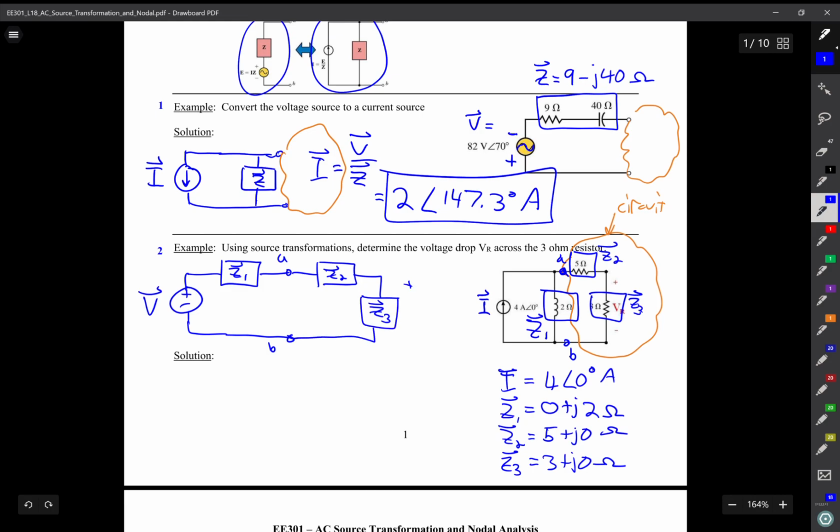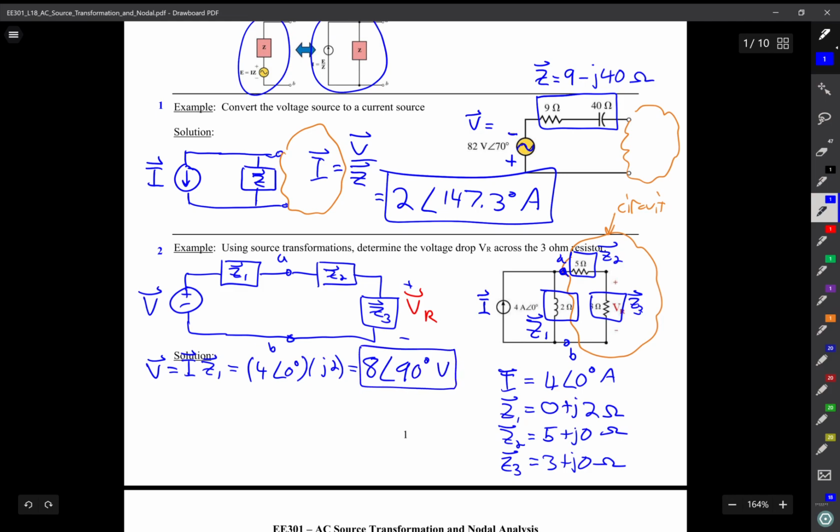And I'm going to redraw where my voltage that I want to find in my new circuit. Now I can see clearly that I have a voltage source. By the way, that voltage source is equal to I by this source transformation times Z1, which is equal to 4 with an angle of 0 times j2, which is equal to 8 with an angle of 90 degrees volts.